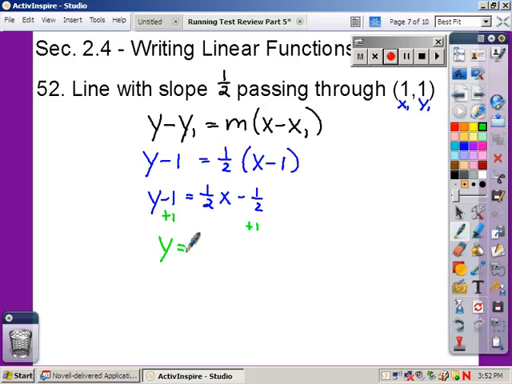So the 1/2 x stays by itself. And negative 1/2 plus 1, you can use a calculator if you want, or if you're pretty good at fractions, negative 1/2 plus 1 is positive 1/2. This is the answer to that. Notice it's an equation that fits y equals mx plus b format, but again, there was no way to come up with what the y-intercept was.